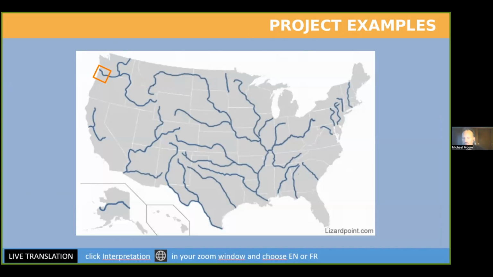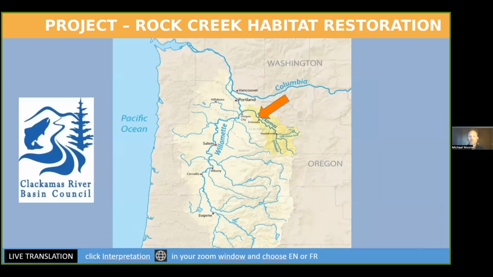And so how do these elements come together? I wanted to talk about two project examples, zooming in a little more closely to the mouth of the Columbia River on the border between the states of Oregon to the south and Washington to the north. This first project is a habitat restoration project on Rock Creek. Rock Creek is a tributary to the Clackamas River, which then contributes to the Willamette River, and then ultimately into the Columbia River and out into the ocean.